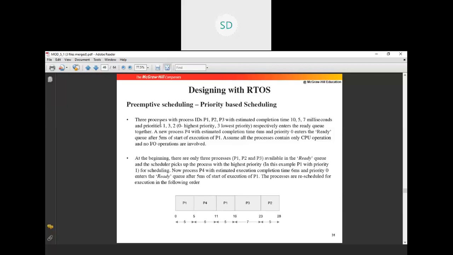So here we'll consider an example. Three processes are there, with process IDs P1, P2, and P3 and estimated completion times of 10, 5, and 7 milliseconds. The priority is 1 for P1, 3 for P2, and 2 for P3. Here 0 is the highest priority, whereas 3 is the lowest priority.